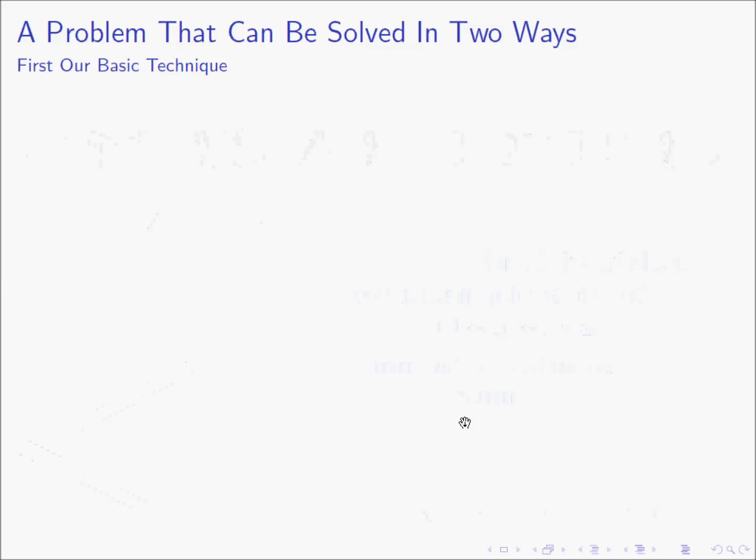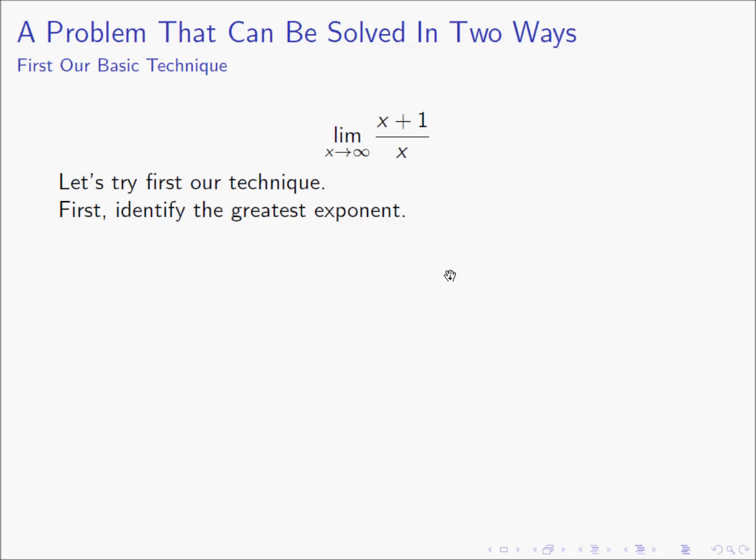So let's begin with this example here. We have the limit as x approaches infinity of (x plus 1) over x. So let's remember the basic technique for solving limits at infinity. The first step is to find the greatest exponent in the expression. In this case, it is 1 because we only have x, we don't have x squared, so the greatest exponent is 1. The second step is to divide everything by x.